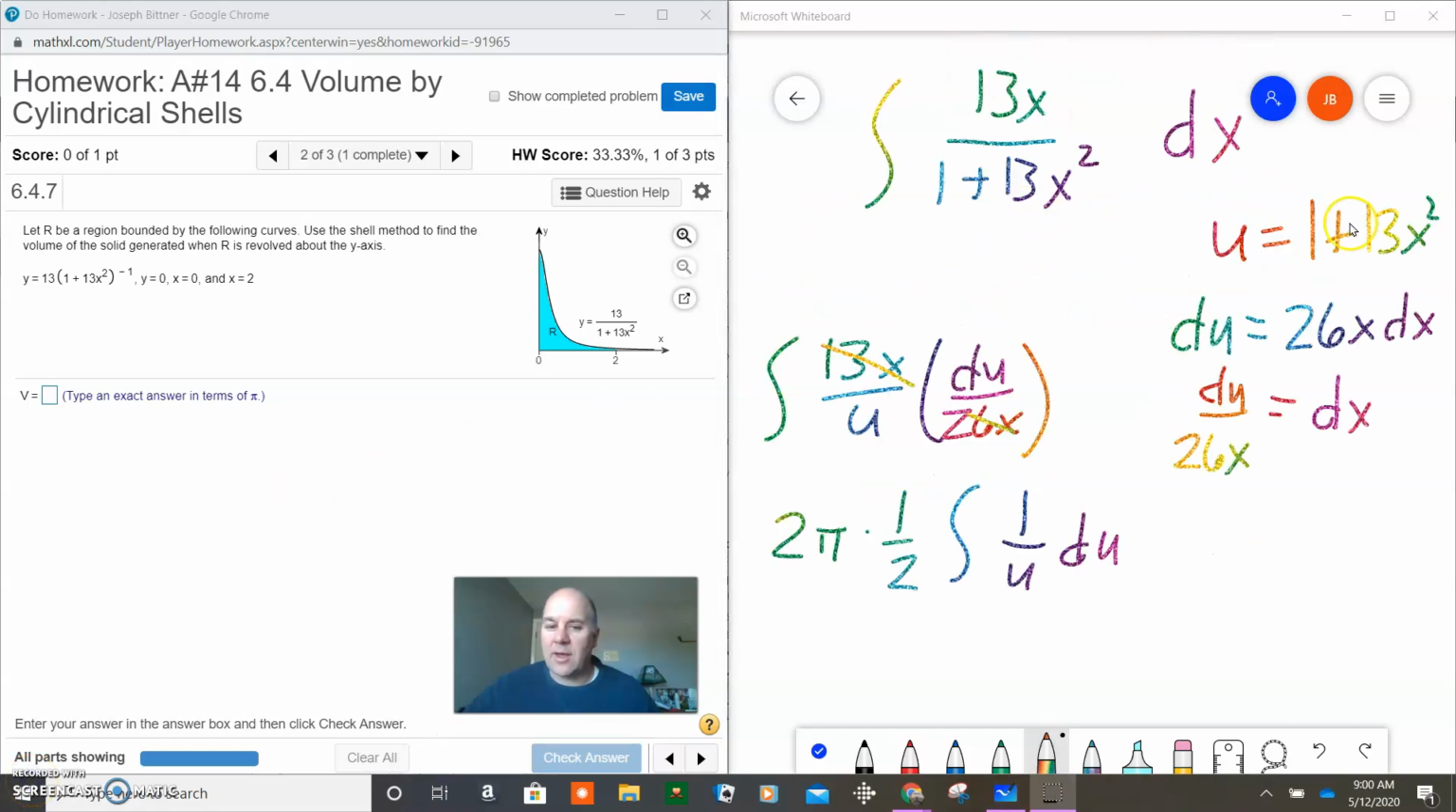And just to recap the whole u substitution, I made u the 1 plus 13x squared. Took the derivative on both sides. That ends up to be 26x. Divide that over, so whenever I substitute the dx in, dx is du over 26x. This simplifies and becomes 1/2.